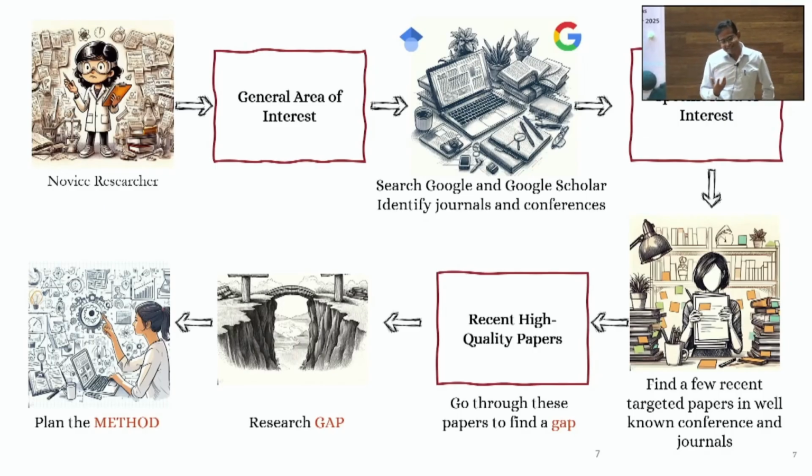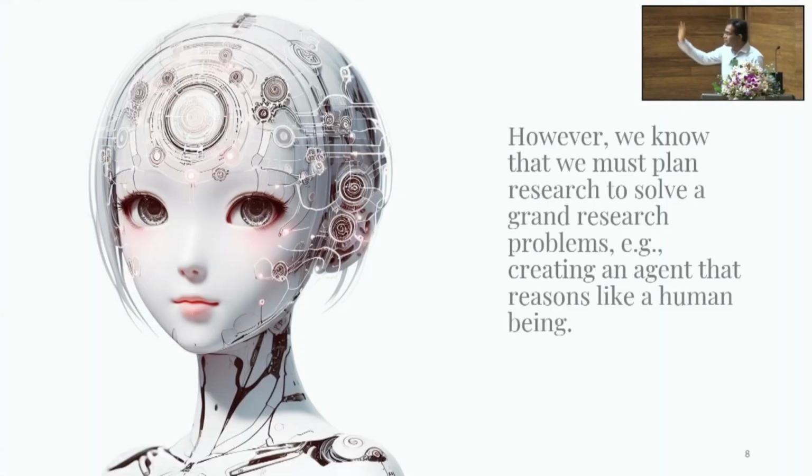So coming up with a method is not very hard actually, if you know the gap, because other people also have done things like that in the past. So there is an innovation that you have to make, but that innovation is not so hard, because there is existing literature from people who have done that work up to some extent. But we know that the method that I showed is very bad. What we must aim for is to plan research to solve a problem in the world, a research problem, creating an agent like human beings.